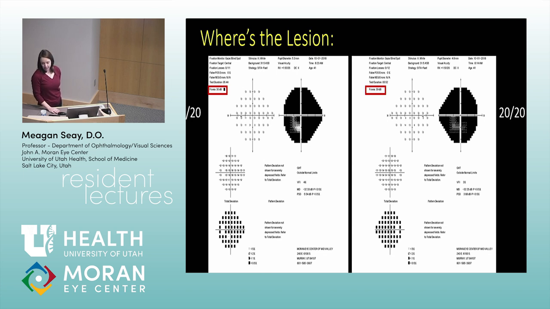So where would you localize that? You also already mentioned the retina can cause that. Yeah, you could also have bilateral cortical vision loss with sparing of the macula. So retina. Bilateral optic neuropathy is probably less likely. So retina or bilateral cortical, like you mentioned, are probably the two most common.